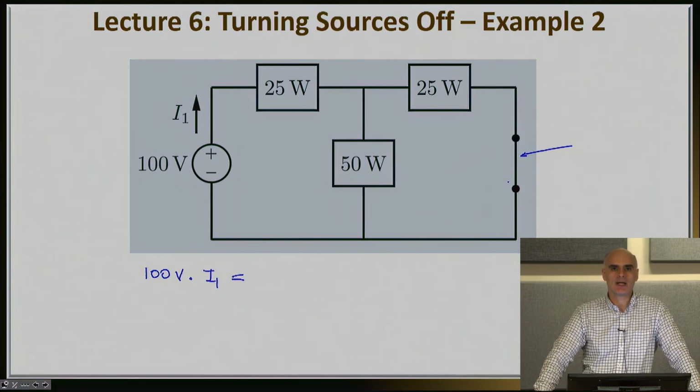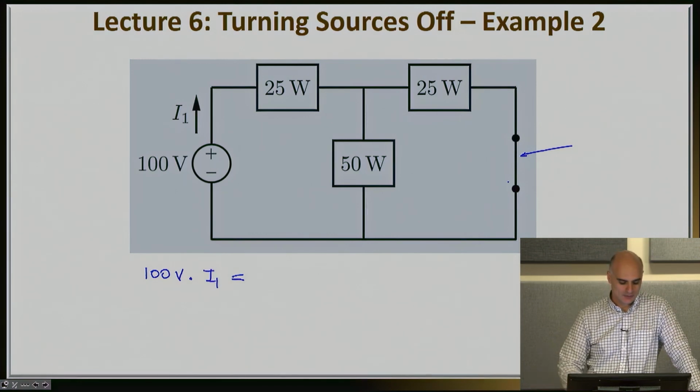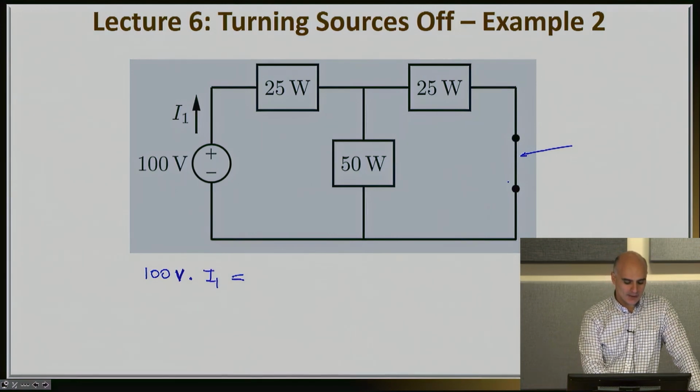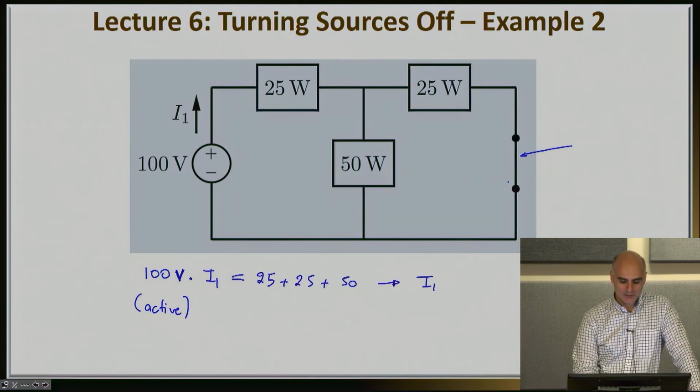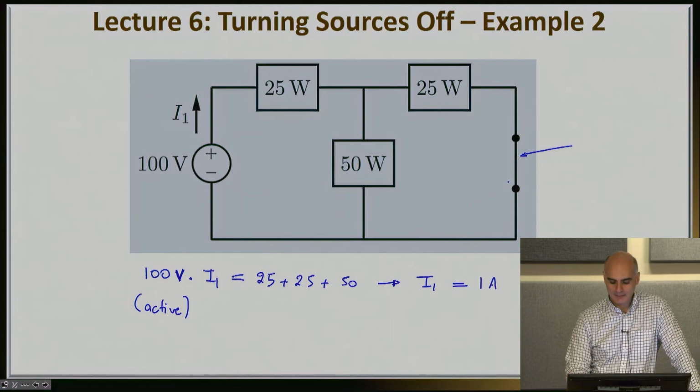In other words, I'm applying the principle of conservation of power. The total amount of power supplied by the source, which is 100 volts times I1, notice that this is written as it should be in the active sign convention, must be equal to 25 plus 25 plus 50. Which of course means that my current I1 will basically be equal to 1 amp.